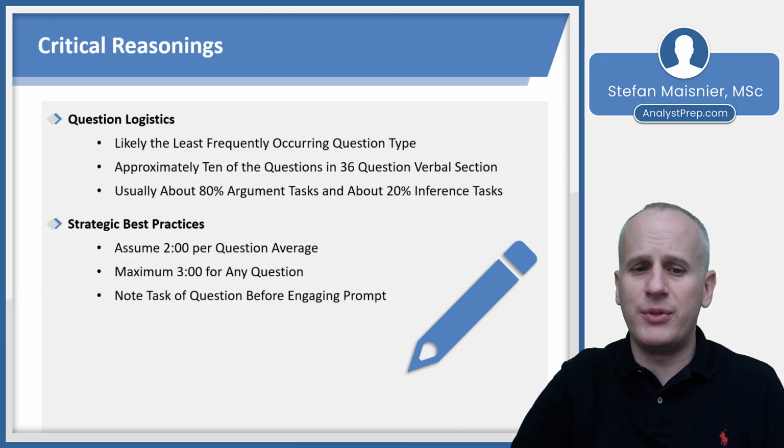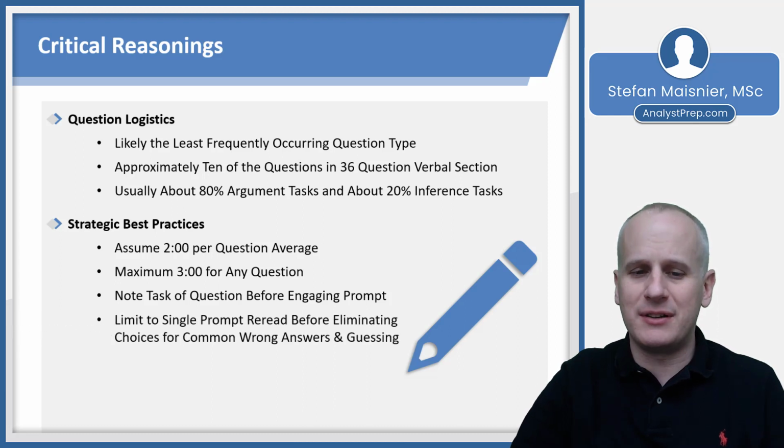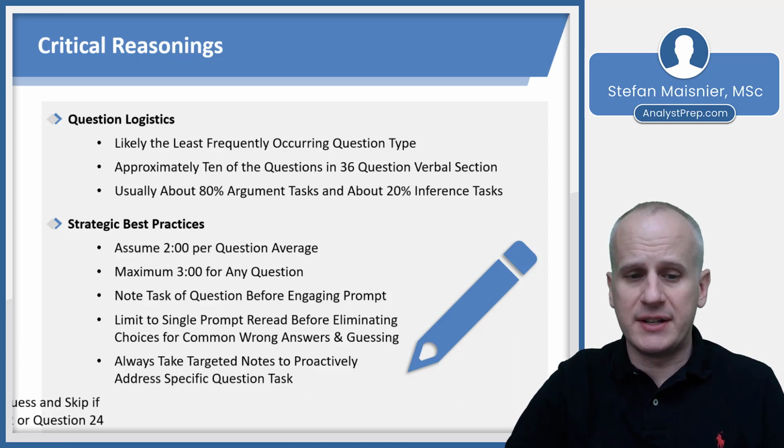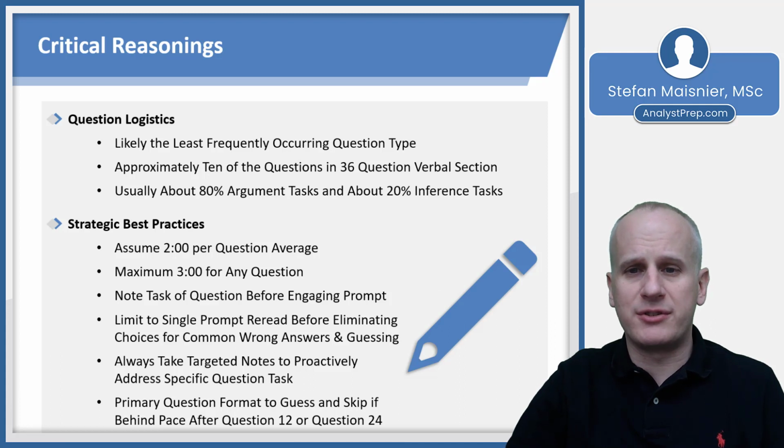You're going to want to note the task of the question before you engage the paragraph prompt. You're going to want to limit yourself to a single reread before you move to just eliminating and guessing, because it can take you a bit of time if you keep going back to that prompt. You want to take targeted notes to proactively address your specific question task, in this case, to identify an assumption. And these are the primary question format to guess and skip if you're behind pace after question 12 or question 24 as you split your verbal section into thirds for tracking.